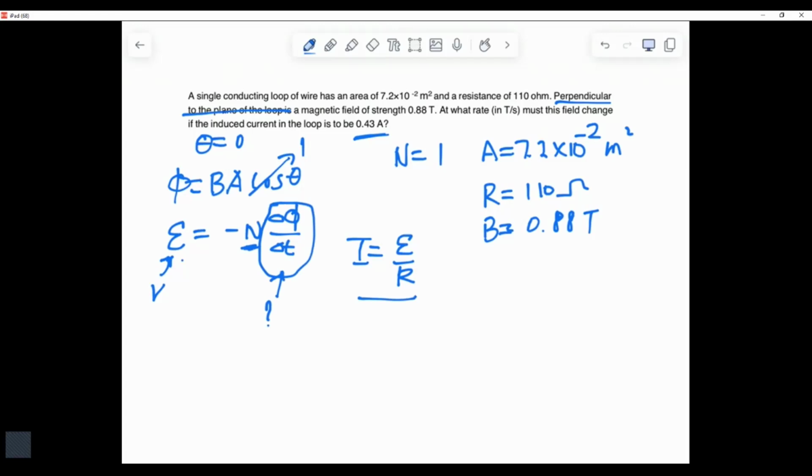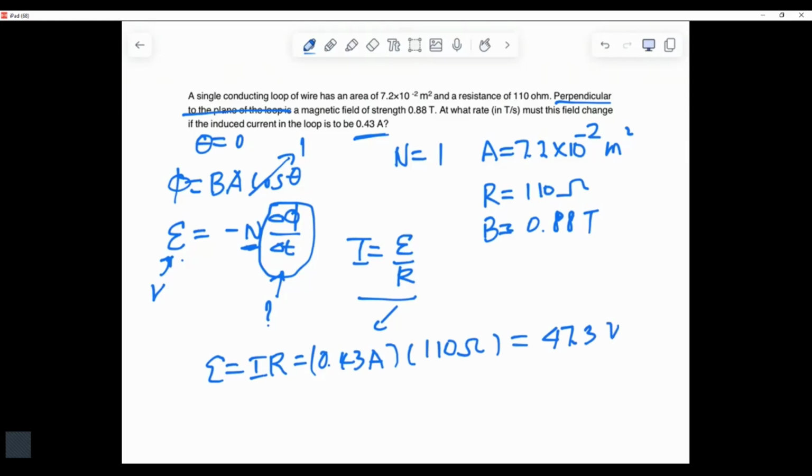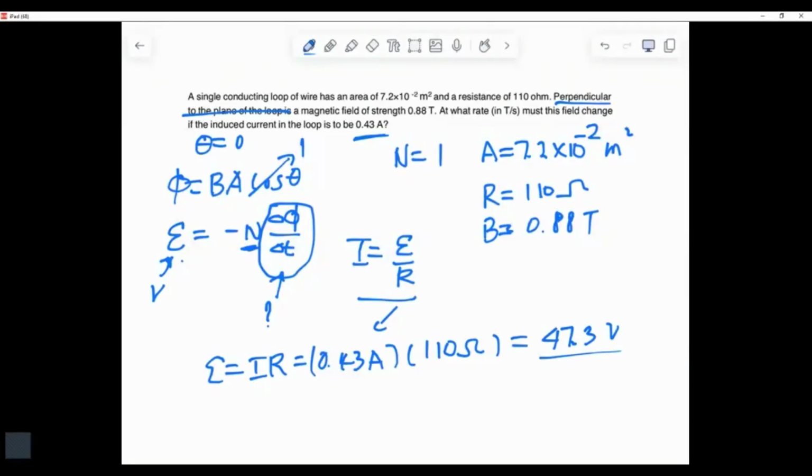All right, so we can calculate epsilon based on this here. Epsilon equals I times R, where I is given as 0.43 amps and R is 110 ohms. So that gives us the voltage. You can calculate that to be 47.3 volts in that case. And now N is equal to 1, so delta phi over delta t is basically equal to minus of that.